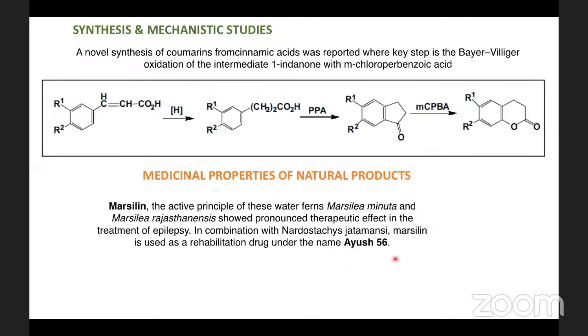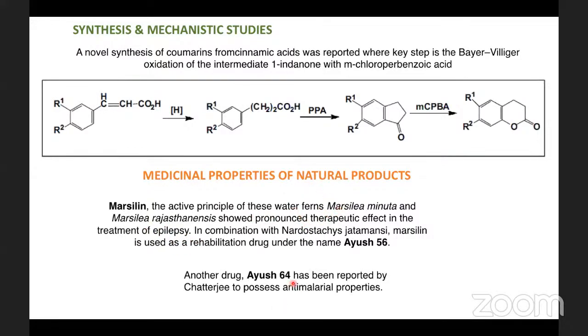One is a drug called Ayush 56 that is still being used now. The active principle here is called marsilin, which she showed to have anti-epilepsy effect. This was isolated from water ferns. There is another, Ayush 64. The exact composition is of commercial value, therefore not revealed. It's with the Indian government. This also has anti-malarial properties. There are many others. I don't want to get involved here. This is not the point. This is not a place to talk about details about what she did, but an overall idea.